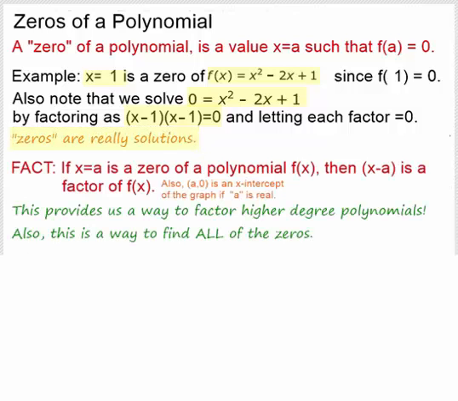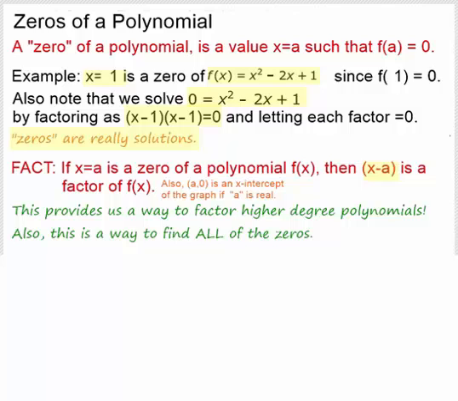And here's a fact about polynomials. If x equal a is a zero of the polynomial f of x, then x minus a is a factor of f of x. And also, a, 0 is an x-intercept of the graph of f of x if a is a real value. We'll use this later when we graph polynomials.